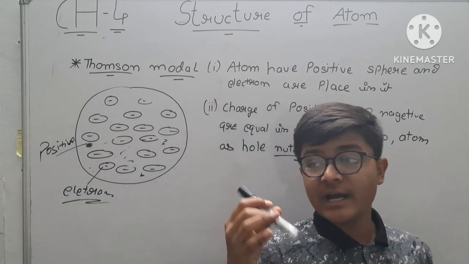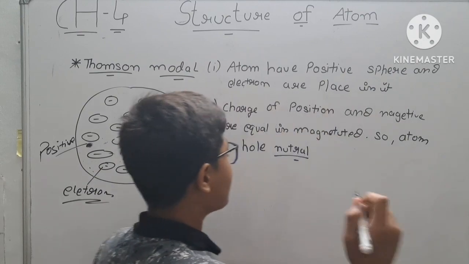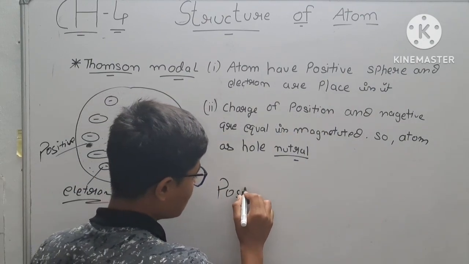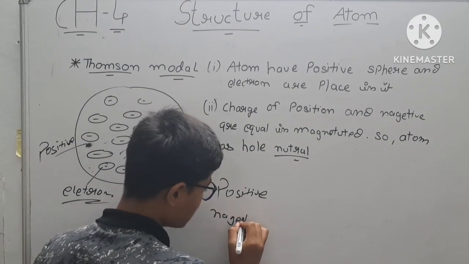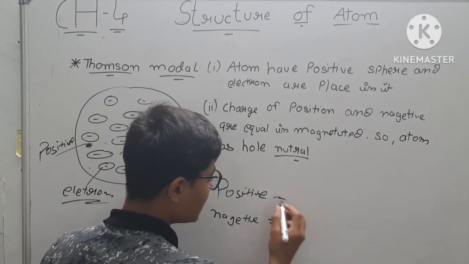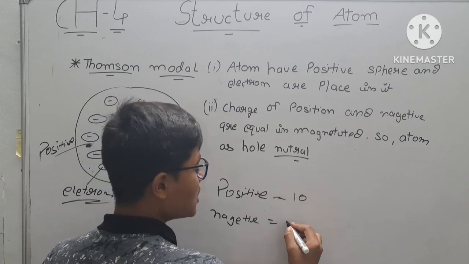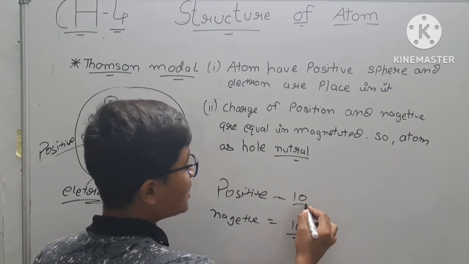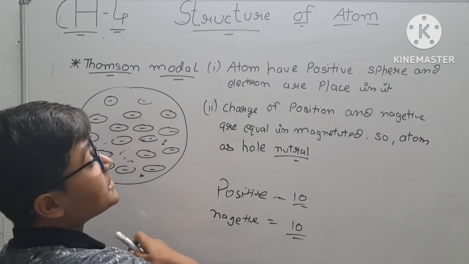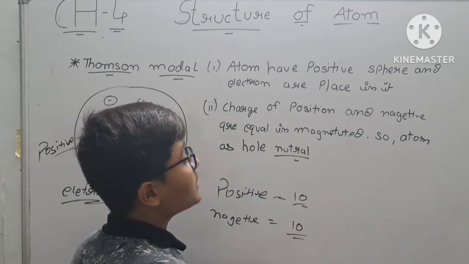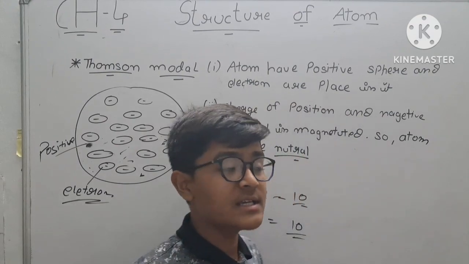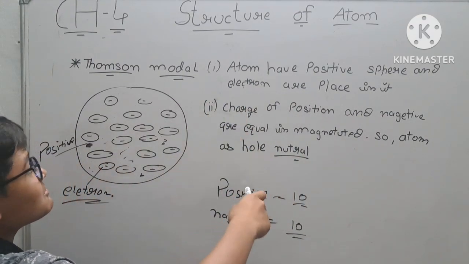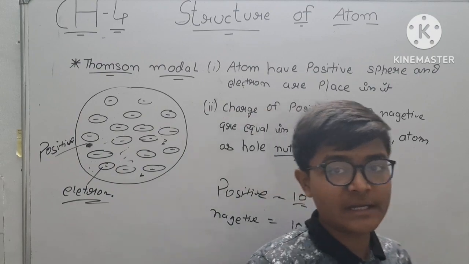That means if the positive charge is 10, then the negative charge will be 10. So the atom as a whole is neutral. These two statements were given by the Thomson model of an atom.